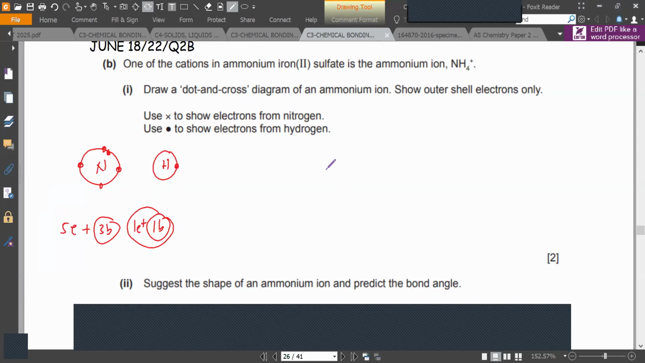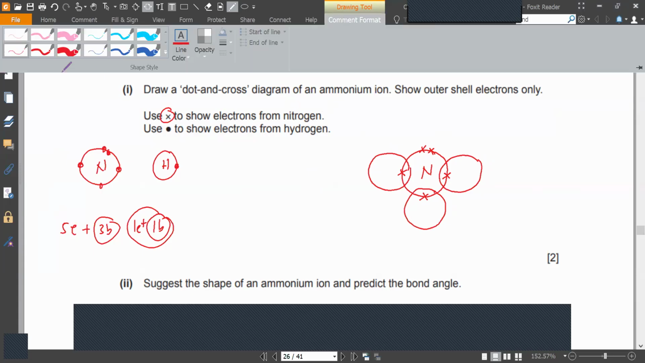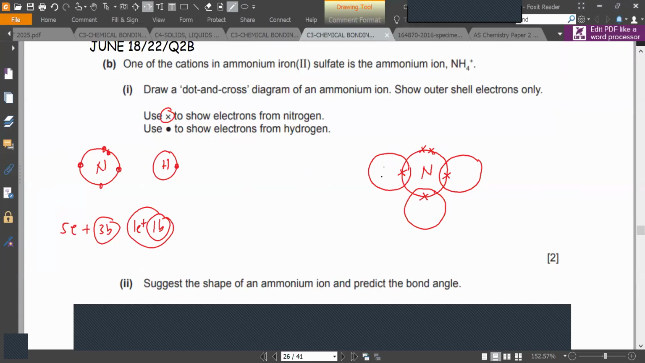Use cross for nitrogen. So nitrogen, like this. 1, 2, 3, 4. And then like this, with 3 hydrogen, and then like this.